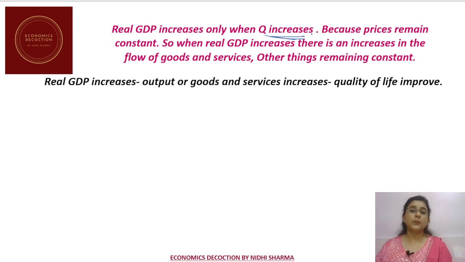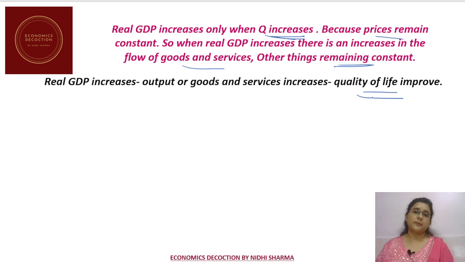Okay, so real GDP increases only when your Q increases. That means when the total output of the economy increases, only then the real GDP increases, because prices remain constant. So when real GDP increases, there is an increase in the flow of goods and services, other things remaining constant. So if we observe that the real GDP has increased, we can definitely say that the output produced in an economy has increased. So if the real GDP increases, output or goods and services increases, thus we can say that the quality of life has improved. Okay.